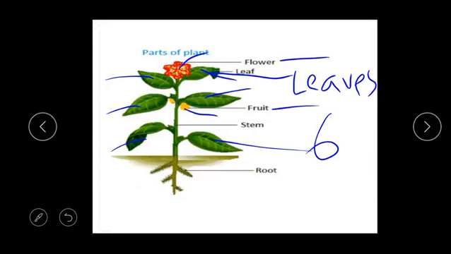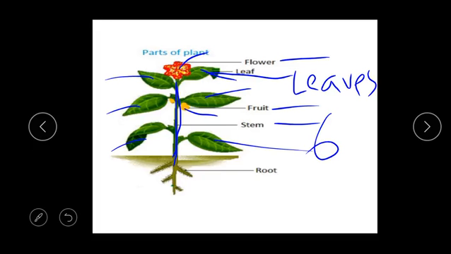Okay, then we have another part of a plant. We have the stem. What is the usefulness of this stem? This part of a tree or plant is very, very important because it connects the roots to the leaves. This is the stem, from here to here. Without this stem, the leaves and the root will not be connected, and your tree or your plant will not stand upright. Without the stem, it will fall.